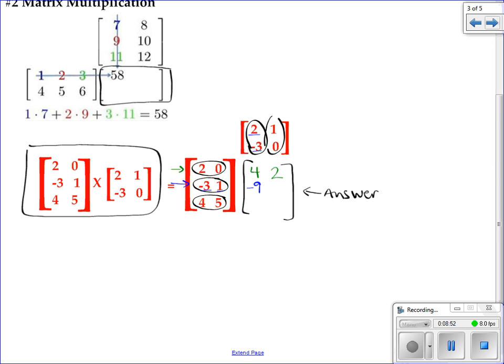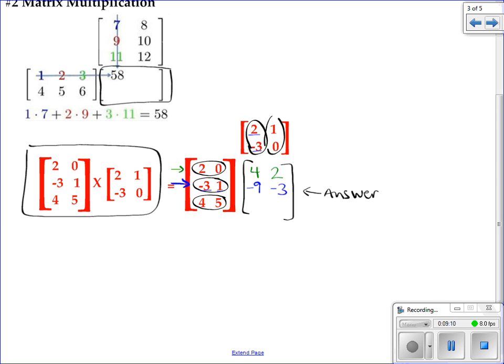Okay, to get this next number, we're still multiplying this row right here, but now we're looking at the second column. So -3 times 1 and 1 times 0. -3. Good.